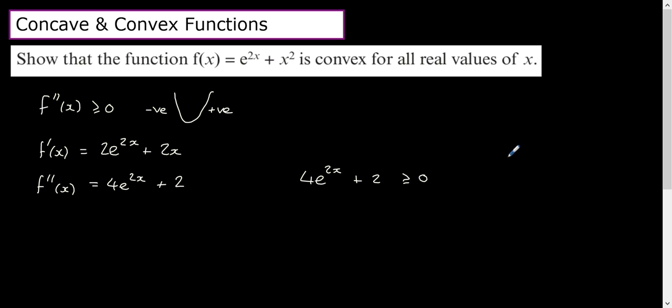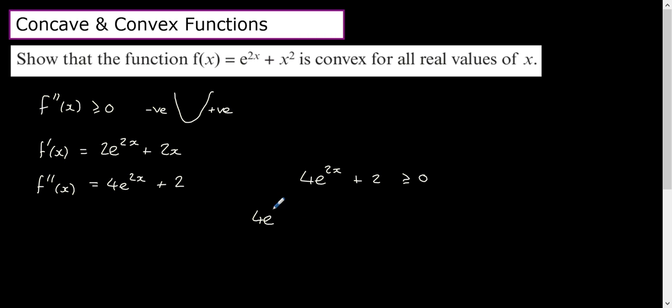Now in order to show that it's convex for all real values of x, we just have to imagine what happens. So no matter what value of x we substitute in here, positive or negative or 0, 4 times e to the power of this number will always be positive. If x is negative, you might be thinking, all that does is it turns this into a fraction. So you've got 4 divided by e to the power of something, which is still a positive number. And when you add 2 to a positive number, you have a positive number.